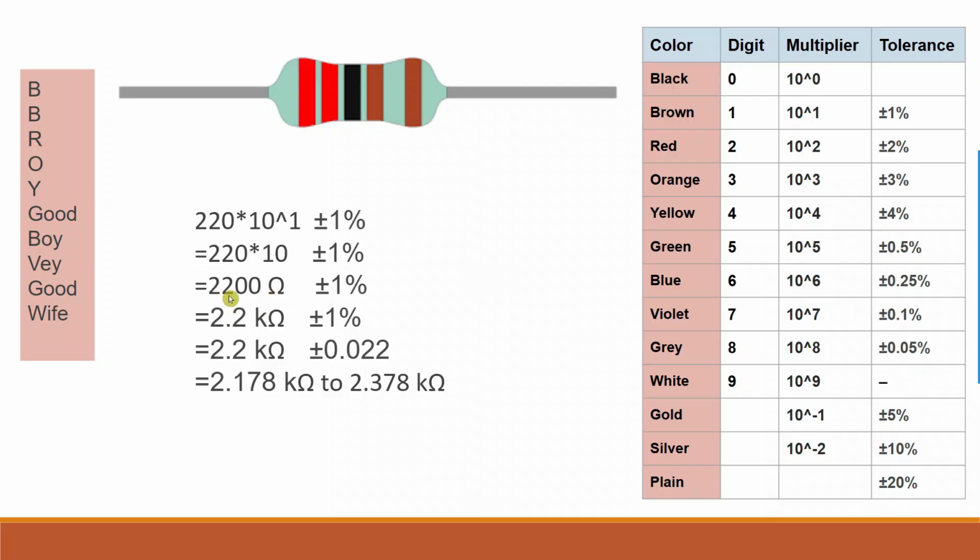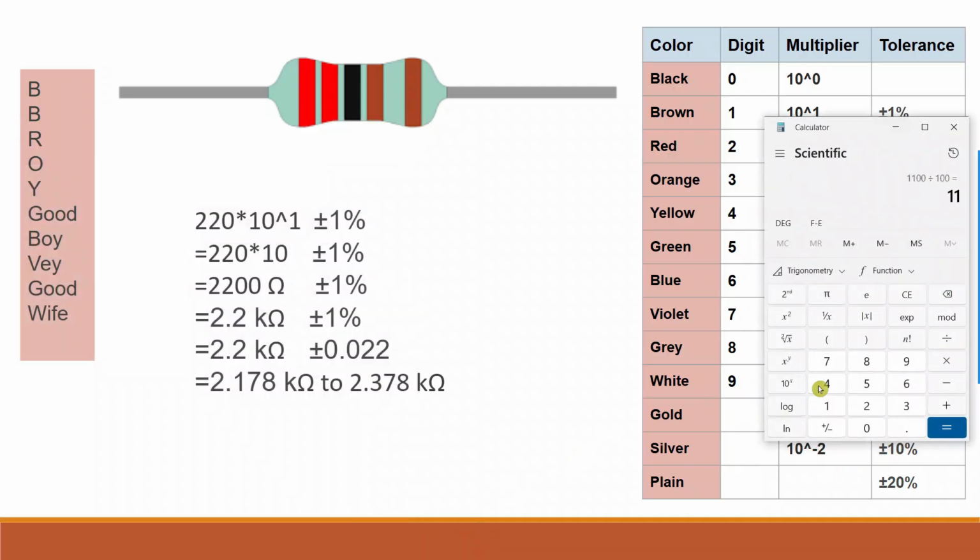But this number is large. It is more than 1000 ohm. So if it is more than 1000 ohm, we have to divide by 1000 so that it will convert to kilo ohm. So now we'll divide 2200 by 1000 equal to 2.2. So the value of this resistor is 2.2 kilo ohm with plus minus 1% tolerance.